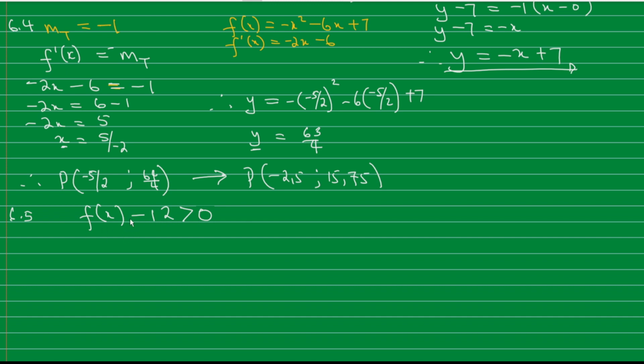Basically, I want to write this as f of x so that we can interpret it in a different way. So if I take this negative 12 over, I'll get f of x being greater than 12. So let's keep that in mind. So in other words, we are looking at the values of x where our function is greater than 12. Okay, where our y values are greater than 12.